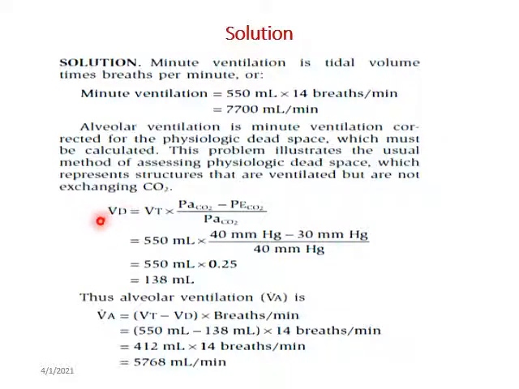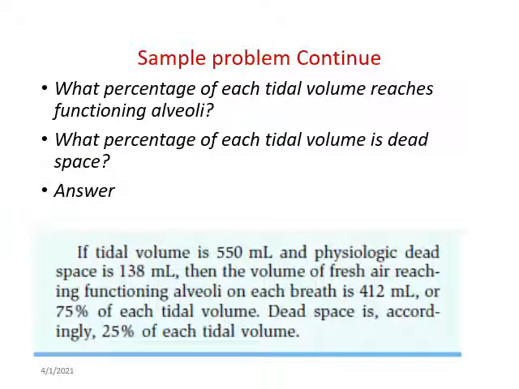That's the Bohr equation in a sense, to calculate the dead space. And then after finding the dead space, you will be able to figure out the alveolar ventilation. And this is about the percentage. You just go back to the tidal volume and calculate the physiological dead space using the Bohr equation, and then you can figure out the percentage of the physiological dead space with respect to the tidal volume. You can see the dead space here is about 25% of the tidal volume.